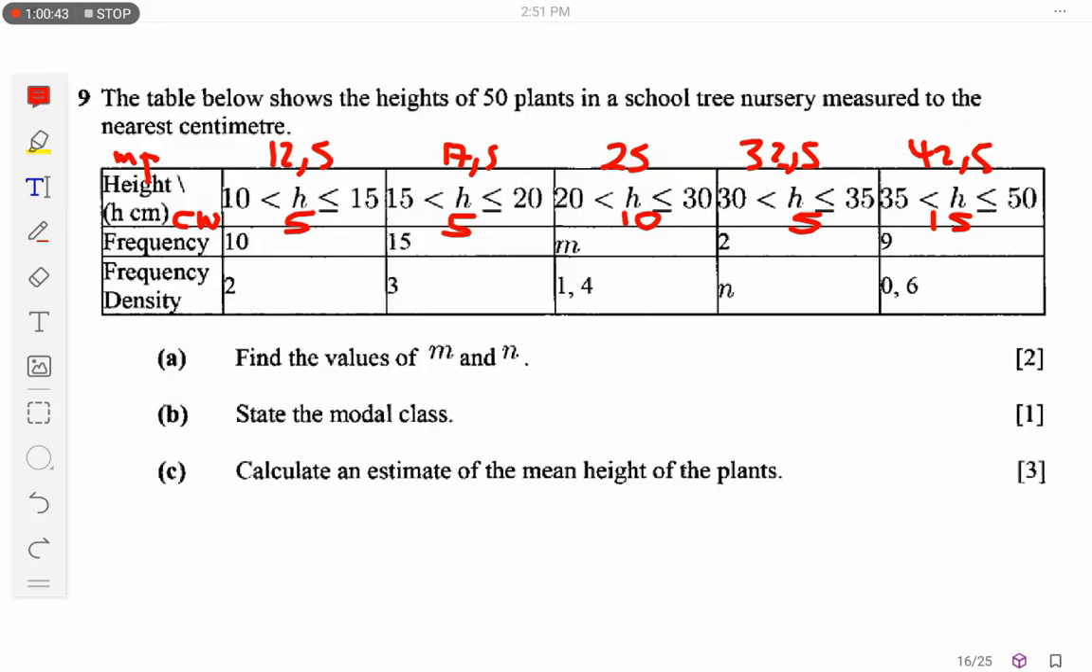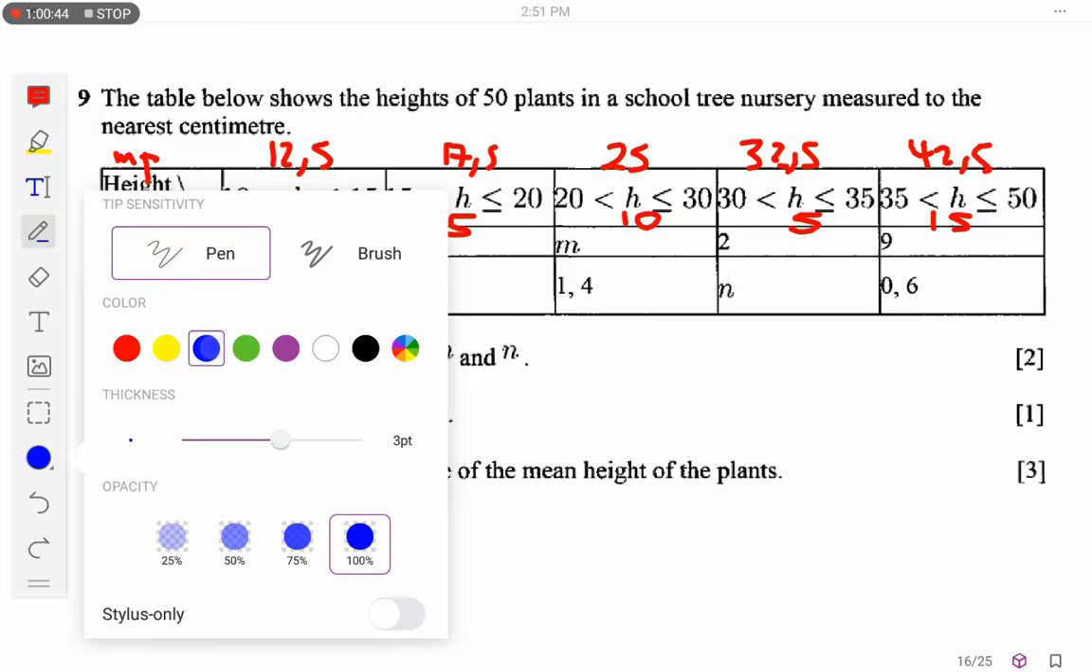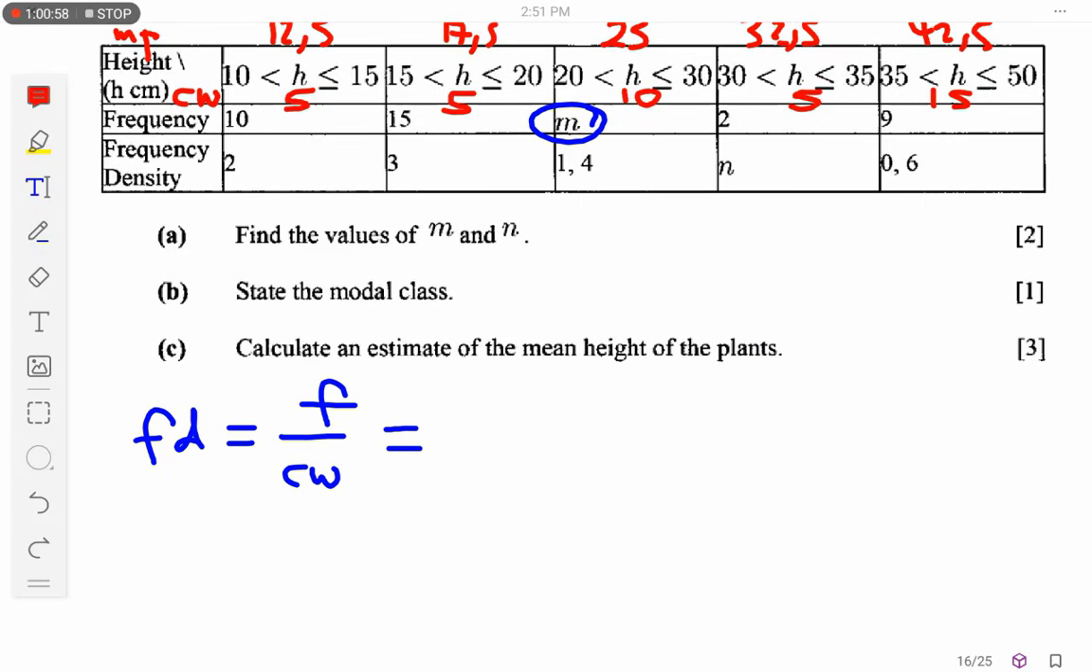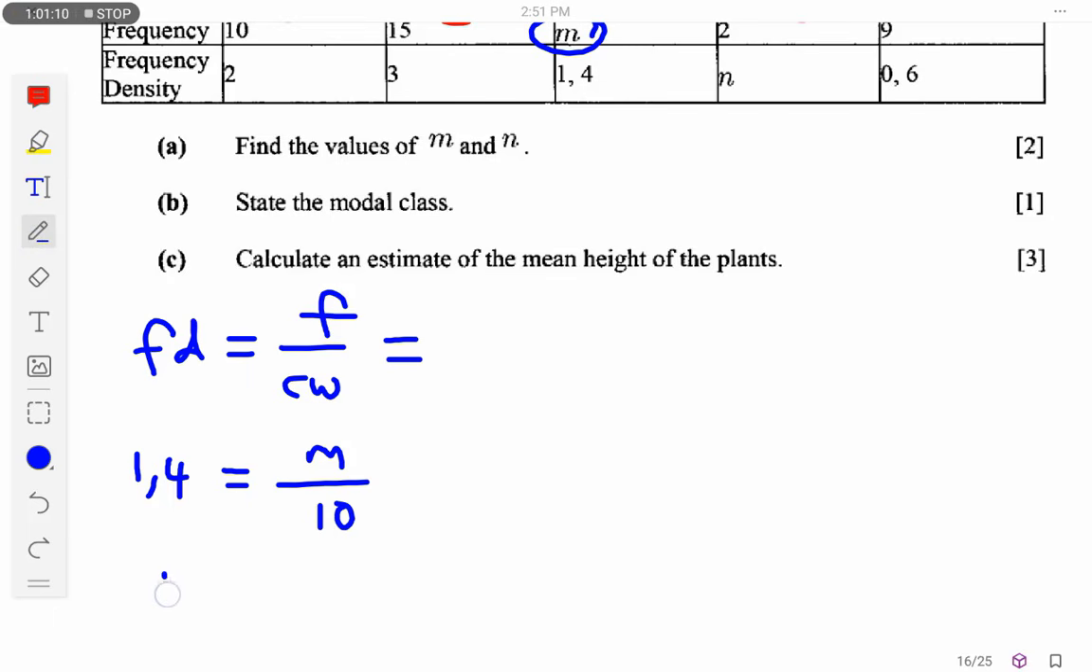Now let's answer the question. I was doing this because normally we'll be asked. Frequency density is equal to frequency over class width. To substitute, my m is my frequency, so m over the class width of that one, which is 10, is equal to 1.4. If I multiply both sides by 10, my m is equal to 14.